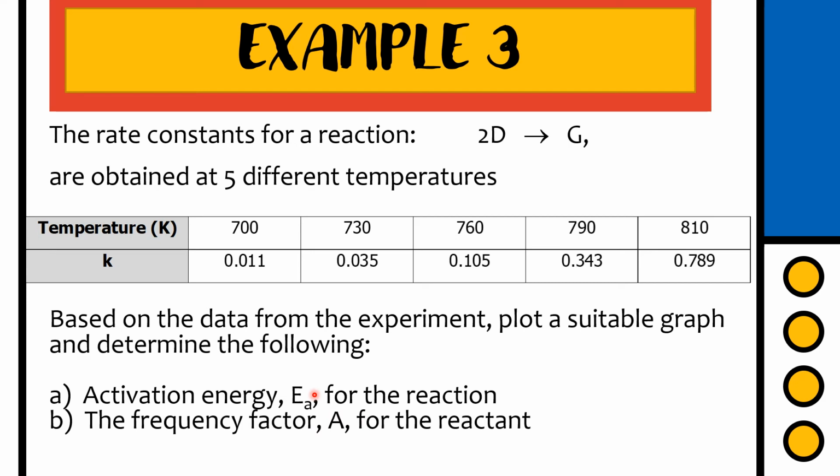Okay, so the first thing that you need to do is to plot a graph of ln K against 1 over T. So you need to change the data you have here. The one that we have is temperature in Kelvin and rate constant K, but the one that we're going to plot is 1 over temperature and ln K. So make another table to find the value of ln K and the value of 1 over temperature.